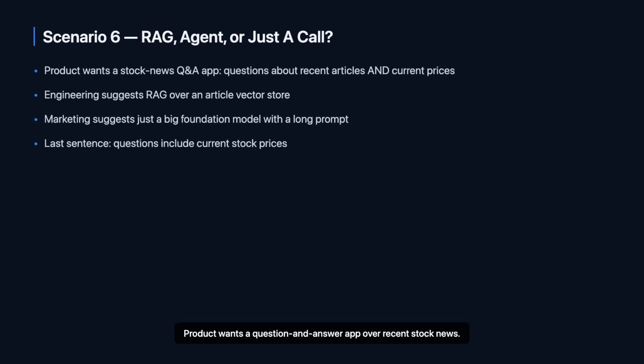Scenario 6. Product wants a question and answer app over recent stock news. Engineering's first proposal is RAG over a vector store of articles. Marketing pitches something simpler. Just use a big foundation model with a long prompt. Both are wrong, but for different reasons. The last sentence of the ticket settles it. Questions include current stock prices.